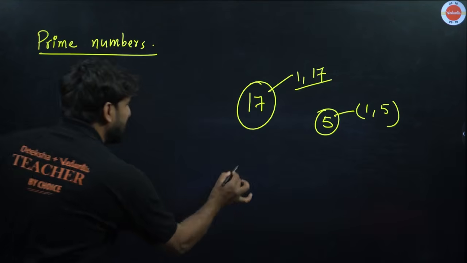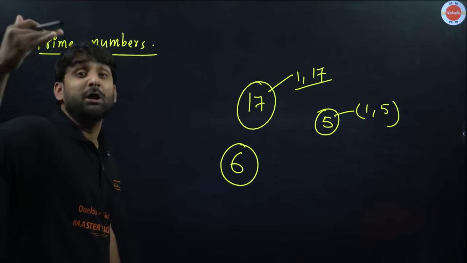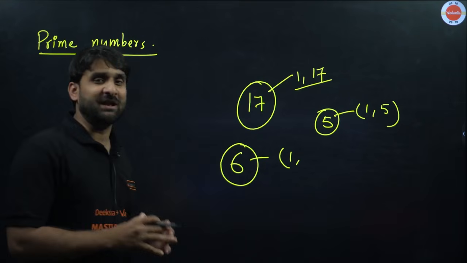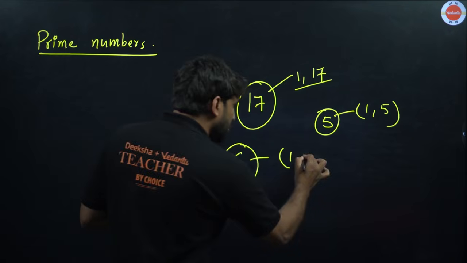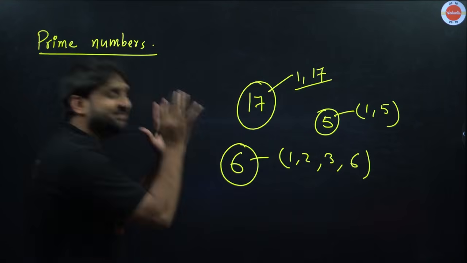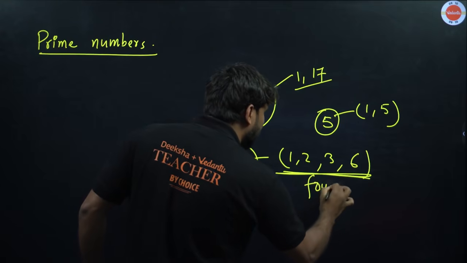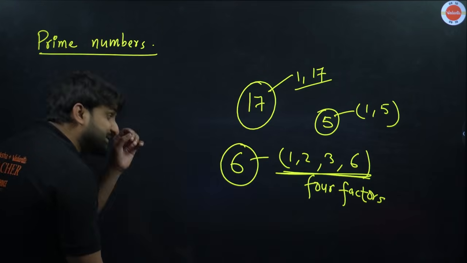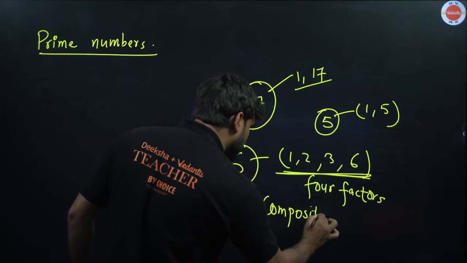But if I ask you, for 6, how many factors does 6 have? I mean, by how many numbers can 6 be divided? You will reply, sir, 1 is evergreen, 1 can divide any number. Yes, I agree. So 1 can divide 6, 2 can divide 6, 3 can divide 6, and 6 can also divide 6. So how many factors are there, my dear champion? 4 factors. So that is the reason why this number is called a composite number.